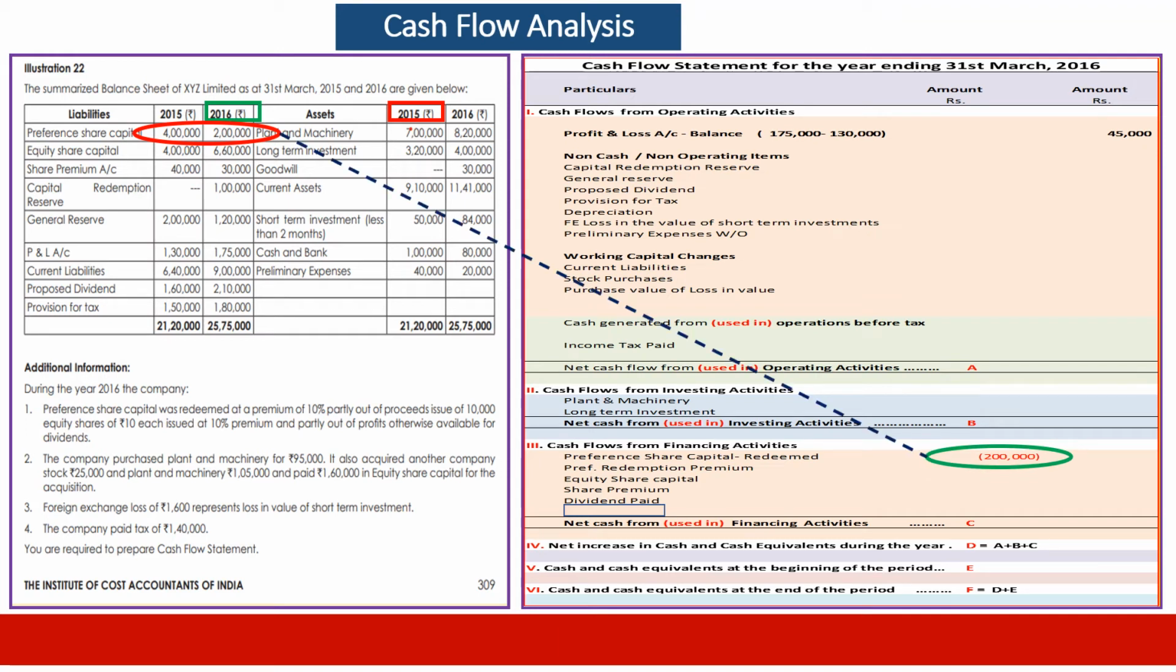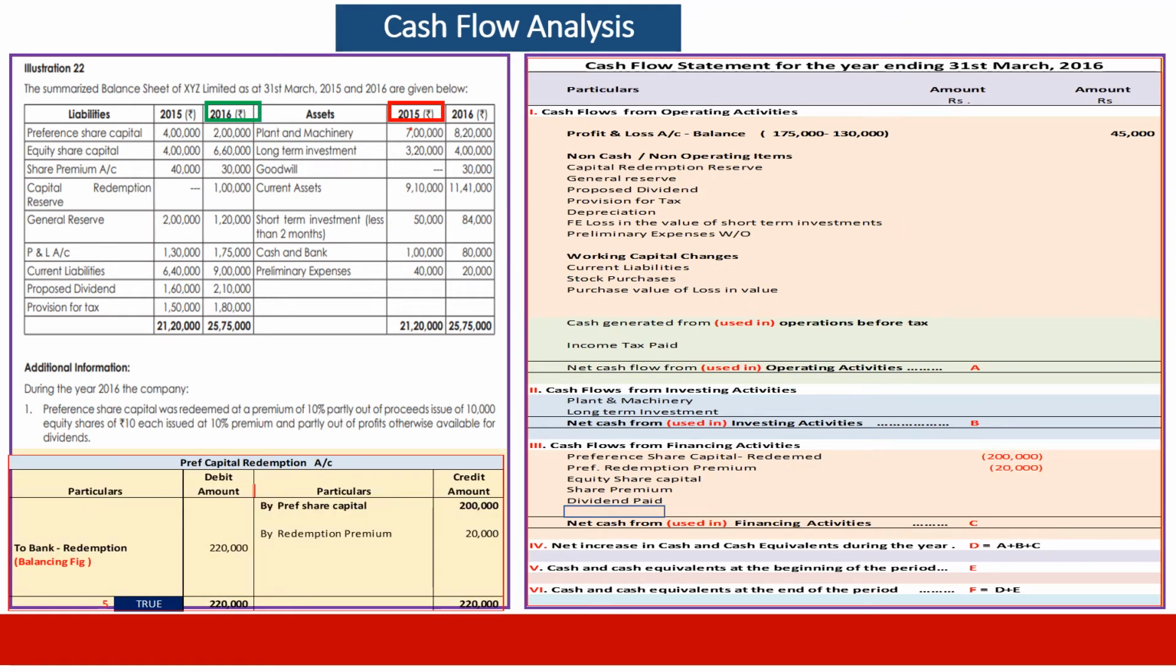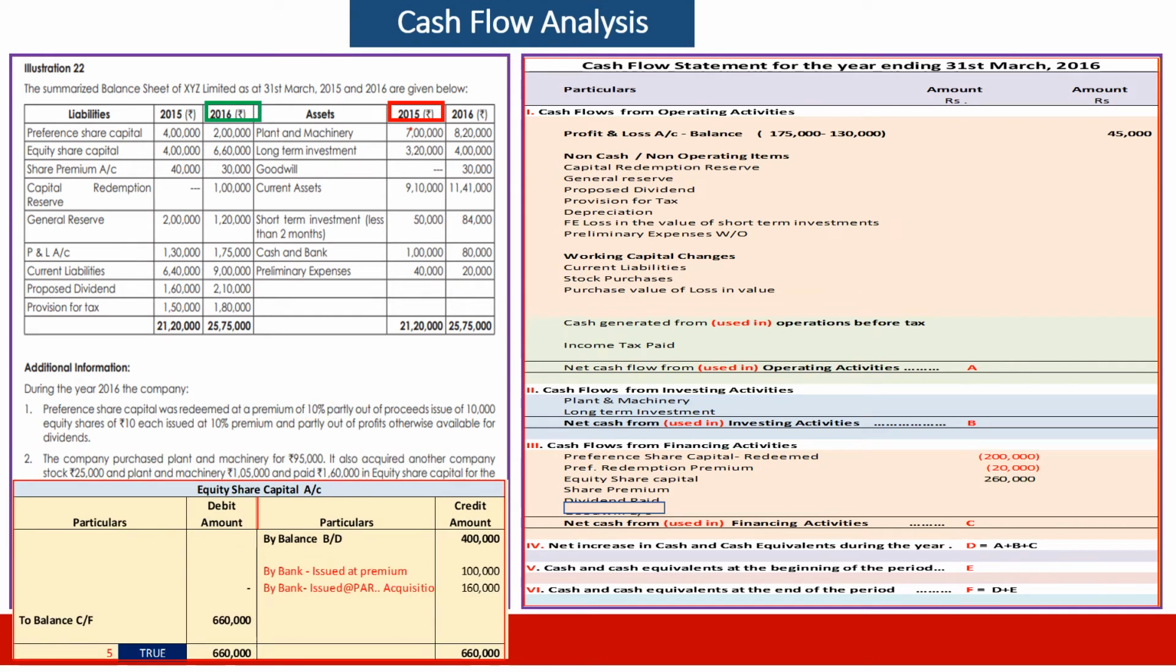Now, based on these accounts that we have prepared, preference share capital has gone down by 2 lakhs, and we have paid a premium of 20,000 on its redemption. Fine. Then equity share capital went up by 2,60,000 because we issued shares.